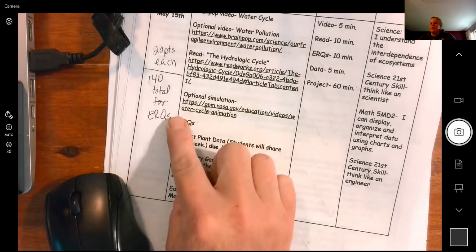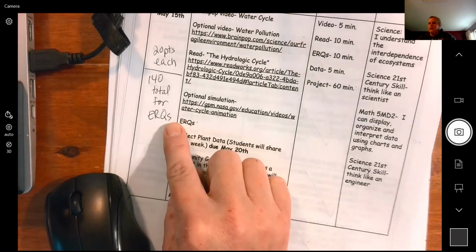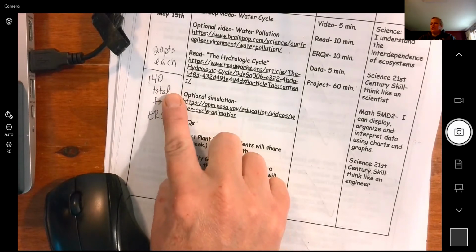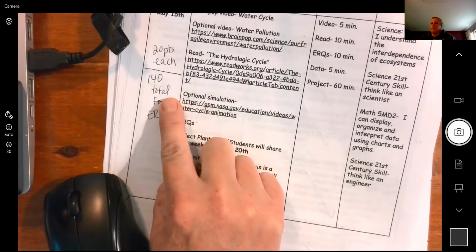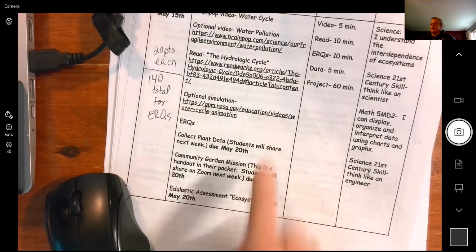This is also your last ERQ question for weeks 7 and 8. There were 7 days worth of questions. Each day is worth 20 points. They're listed through each day, but it's a total of 140 points. Remember, these are like your exit tickets.